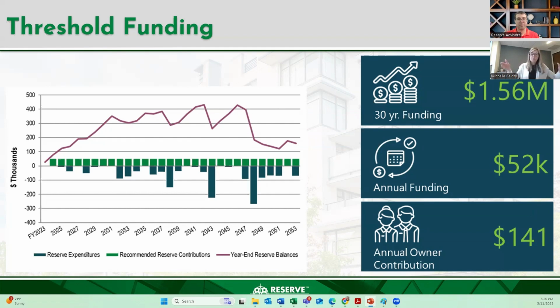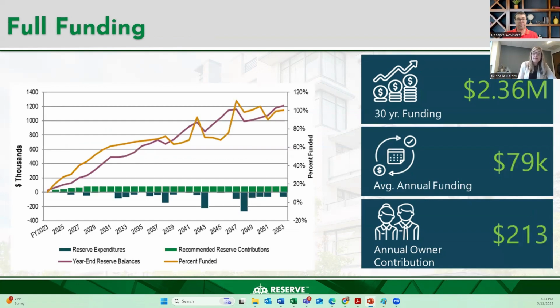When we analyze your expenditure plan, what is the appropriate threshold for your association? There might be a couple of years with really big expenditures, and maybe the threshold needs to go up a little bit. Or it might be relatively stable, and maybe we're able to go a little lower in the threshold. That really is customized. In this example, the threshold that was recommended was keeping reserves right over $100,000, which equated to $52,000 annually and $141 per unit owner. So essentially a $9 increase in annual owner contributions.